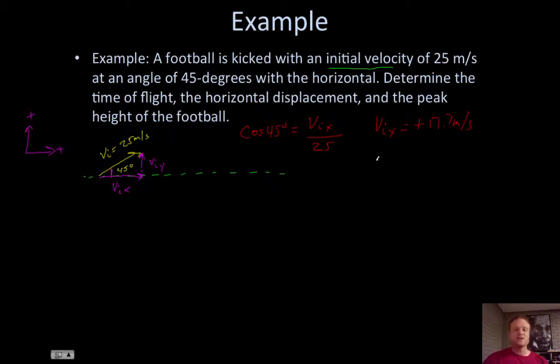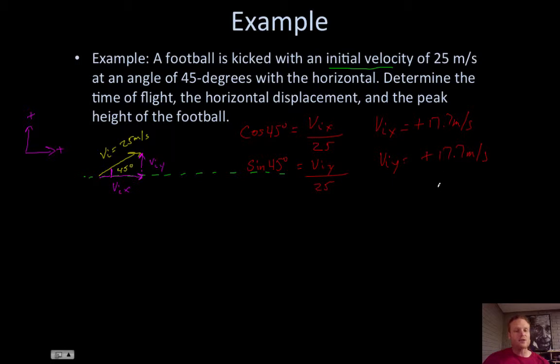Now what about the y initial velocity? Well, the y is simply sine 45 degrees equals v initial y over 25. If you do a little bit of cross multiplying here, sine 45 times 25, you get v initial y equals positive 17.7 meters per second.